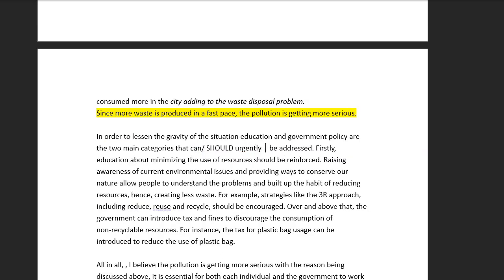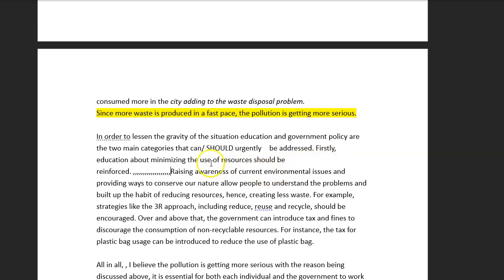Here you're using, with these problem solution essays, you're going to be using much more of the should, could, must be, ought to be, those modal verbs. So go back and revise those if you're not totally happy on those. Firstly, education about minimizing the uses of resources should be reinforced. Give me a bit more. In schools, yeah, starting at a young age.